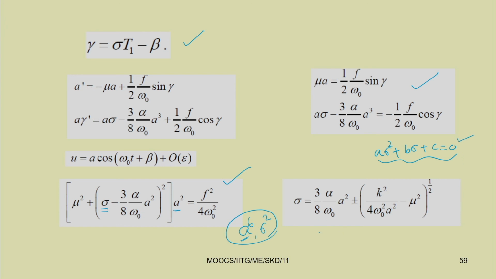Using that expression, you can find the expression for sigma, which is equal to 3 by 8 alpha by omega 0 A square plus minus k square by 4 omega 0 square A square minus mu square to the power half. So, you can study the frequency response of the system by plotting A versus sigma for different values of alpha, different values of k, different values of mu. By changing all these parameters, you can study the frequency response plot.